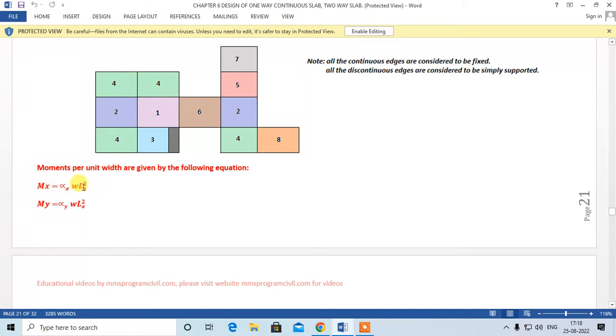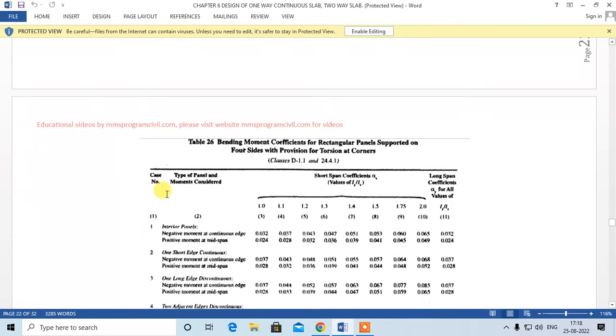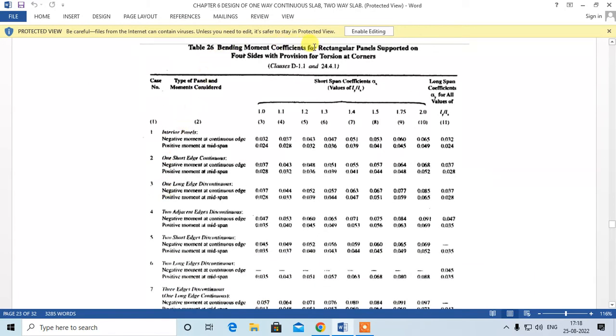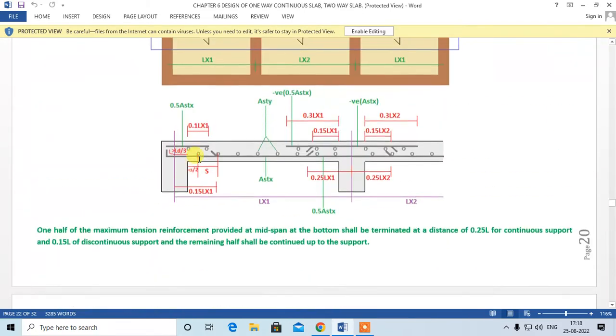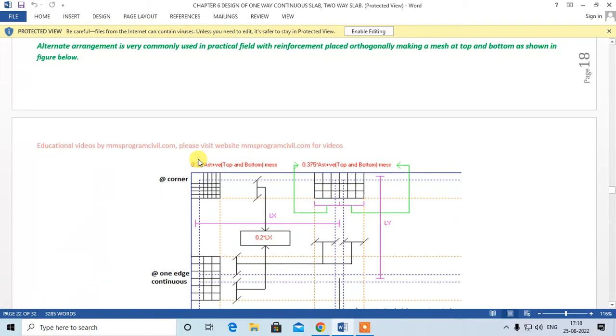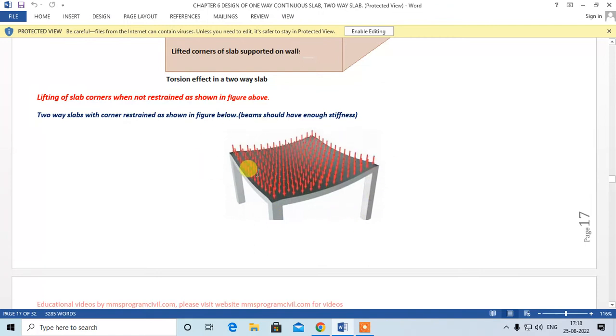Mx is equal to alpha x into w lx square. My is equal to alpha y into w lx square. Okay, now this is a two-way slab. Okay, so we'll come to this. This is Table 26 given in the code: bending moment coefficients for rectangular panels supported on four sides with provision for torsion at the corners. So this applies when the corners are not restrained against uplifting. Okay, when this is the case, you have to use this Table 26.